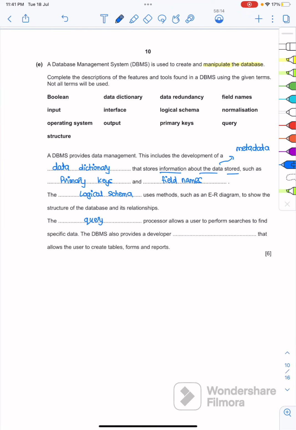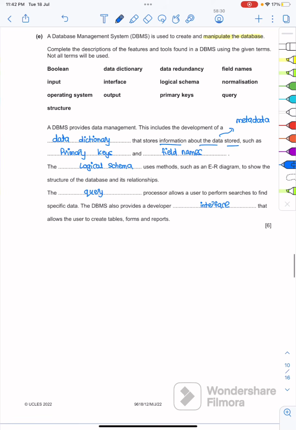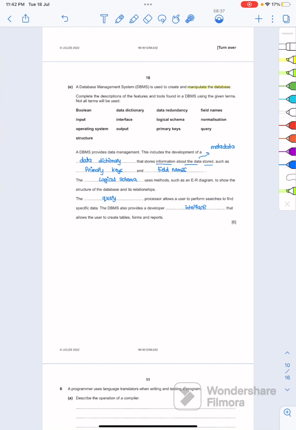The DBMS also provides a developer blank that allows the user to create tables from. So these are all the different types of features that a DBMS provides. As we studied, it has a query processor. Since we've also got a developer interface, we can use that to create tables, forms and reports. So that was a 6-mark question that you can easily take 3 to 4 marks out of, and if you're aiming for an A star, you should be getting 6 out of 6 on this. I would argue that this was the most difficult part. Apart from that, it's pretty much all general knowledge.